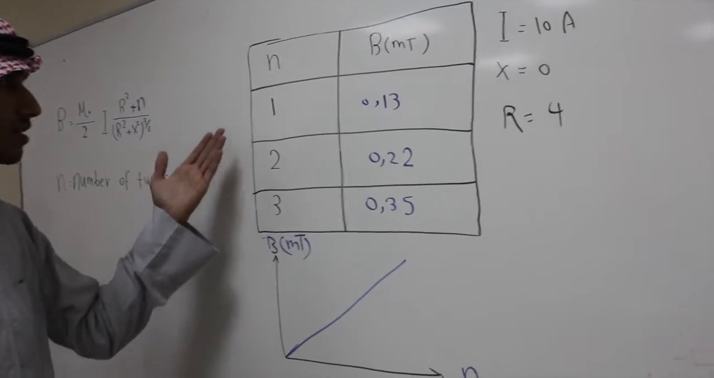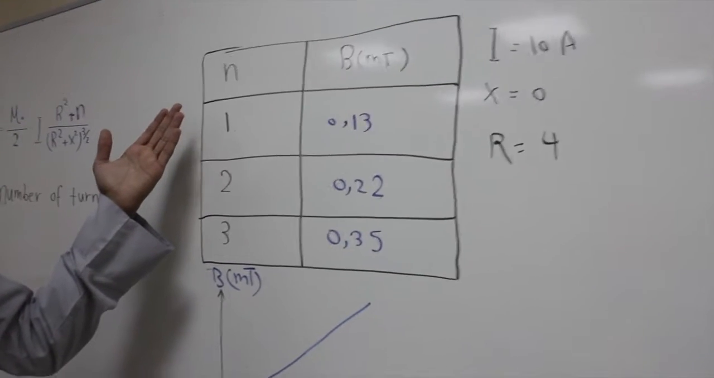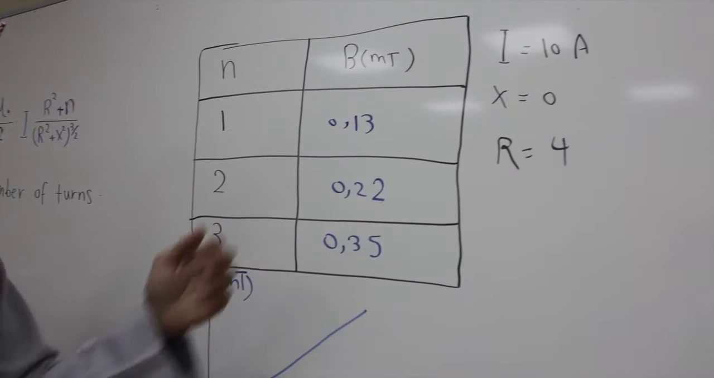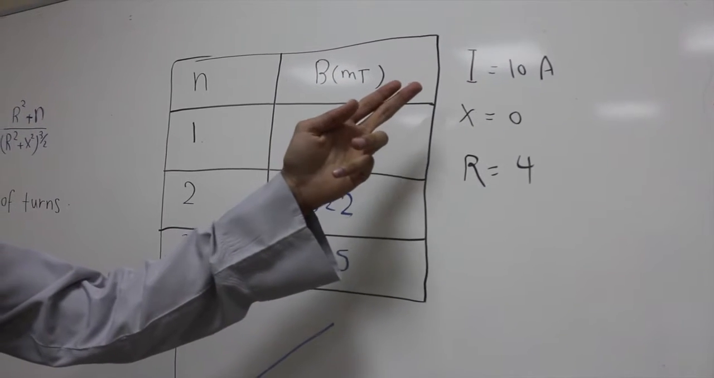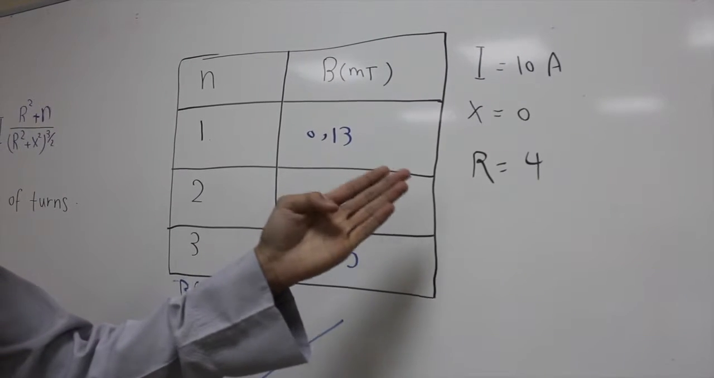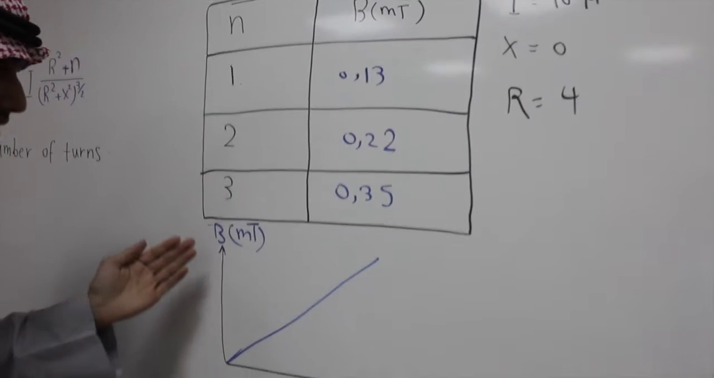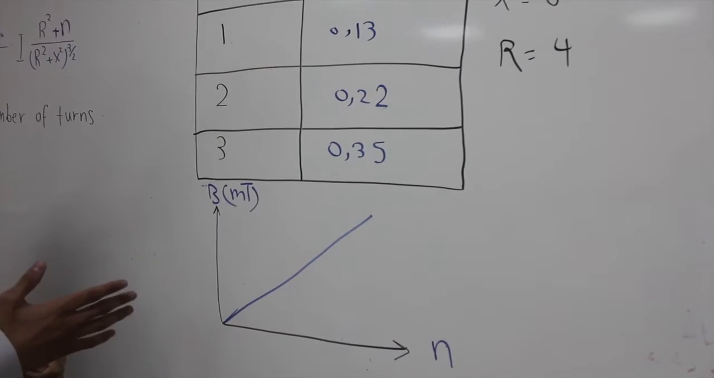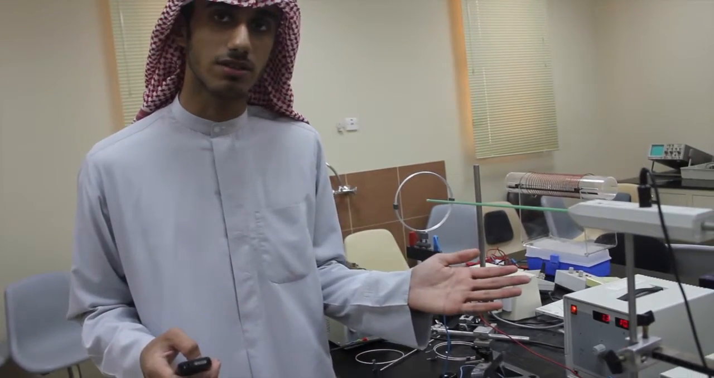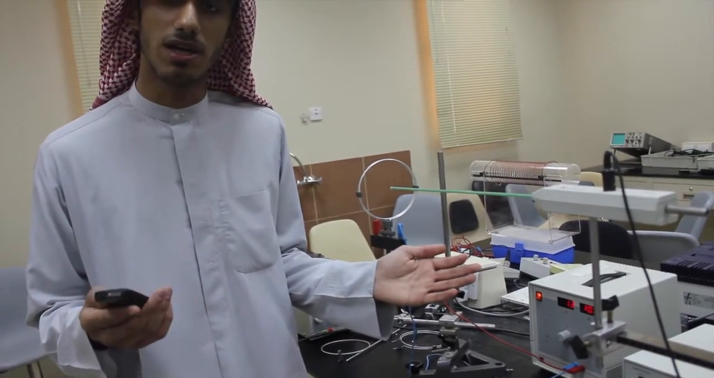This is the table showing the relation between number of turns and the magnetic field, and we make the current 10 ampere and X equals 0, and the radius of the loop equals 4, and the relation between B and N is directly proportional.